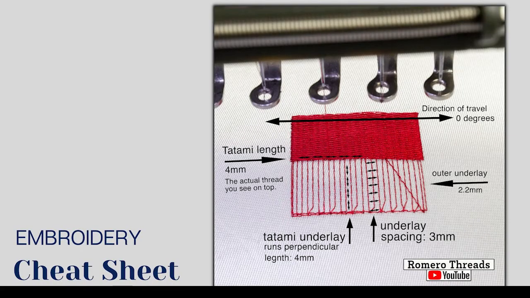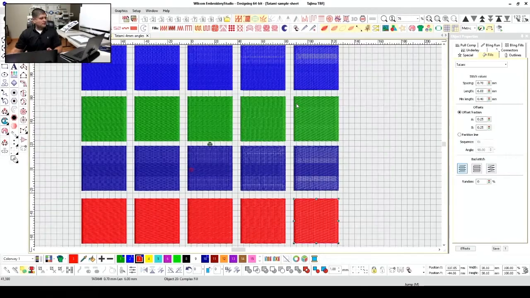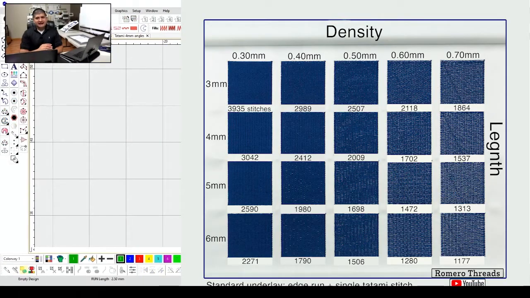Let's talk about definition number 13, that is tatami stitches. Tatami stitches are fill stitches. With our fill stitch, it's the same rules: the length of our stitch, so from one stitch to another, and the spacing, so our density. Once again, I have this handy cheat sheet that you can use to compare how much length and how much density you need.